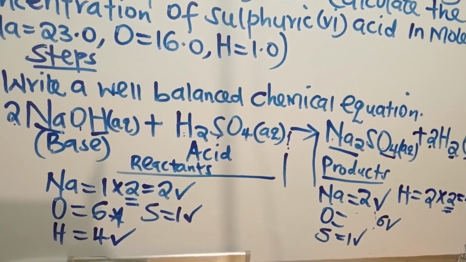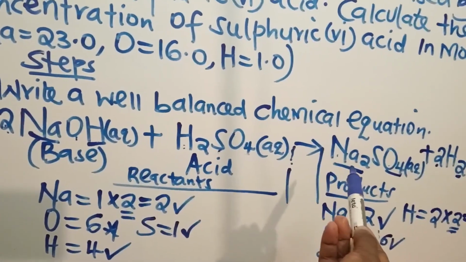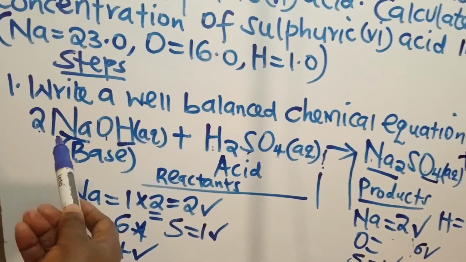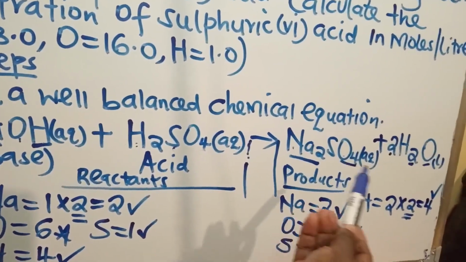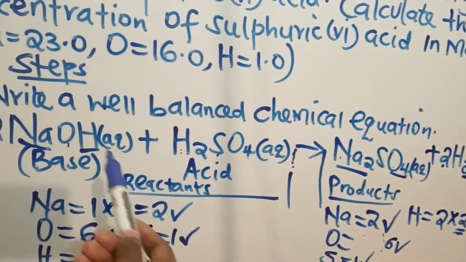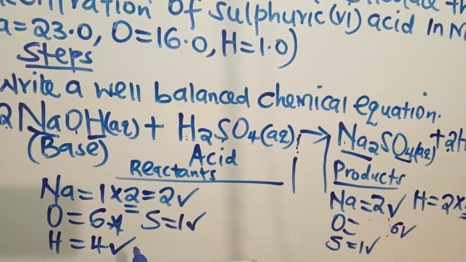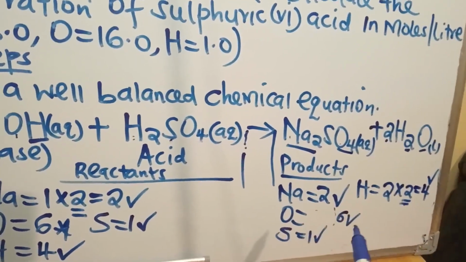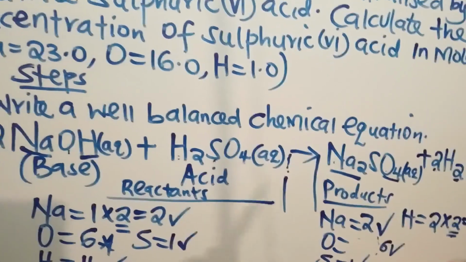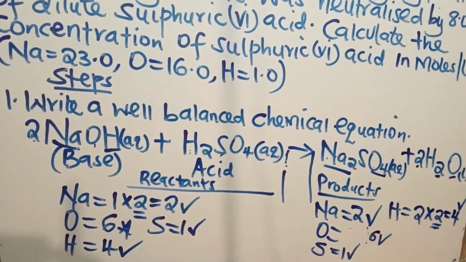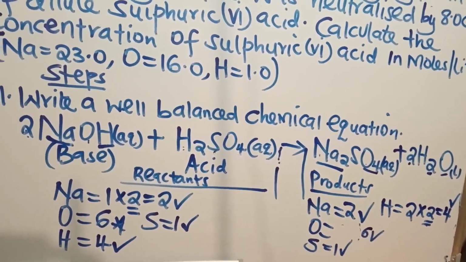On the reactant side, we have 2 sodium. On the product side, we have 2 sodium. On the reactant side, we have 2 oxygen plus 4, 6. Then here we have 4 plus 2, 6. Then we have 2 hydrogens here, plus 2, 4. The other side we have 2 times 2, 4. Sulfur is 1, and on the other side the sulfur is 1. So we have completed our step number 1, that we have just written a well-balanced chemical equation.